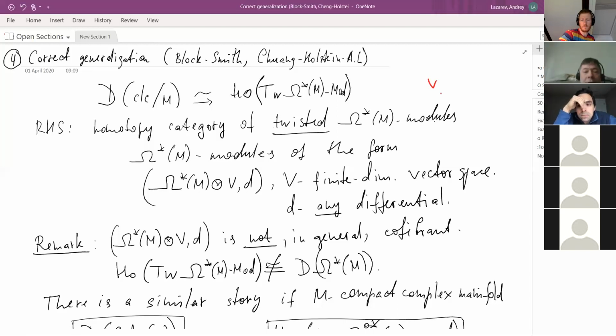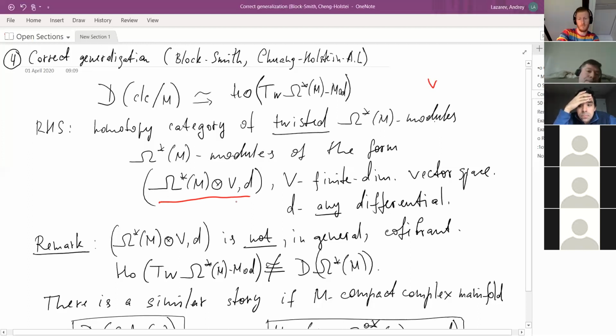All right, so here's a so-called elementary twisted module. We take Ω*(M) and we tensor it with a finite dimensional vector space. And then we supply it with any differential whatsoever that is compatible with the Ω*(M) action. In other words, what we get in the end is a differential graded module over Ω*(M). There's no restrictions on the differential.